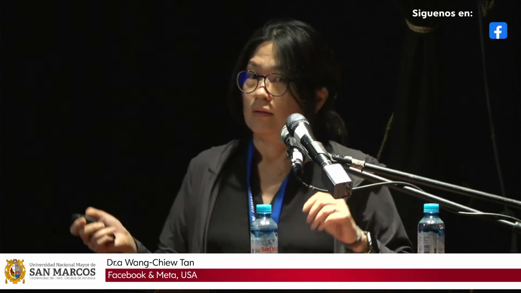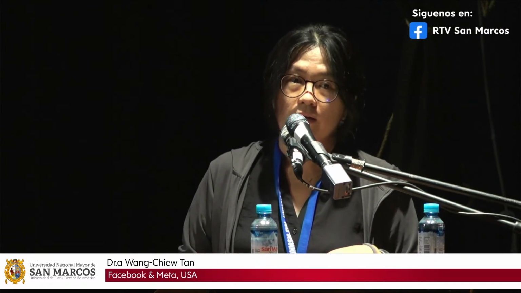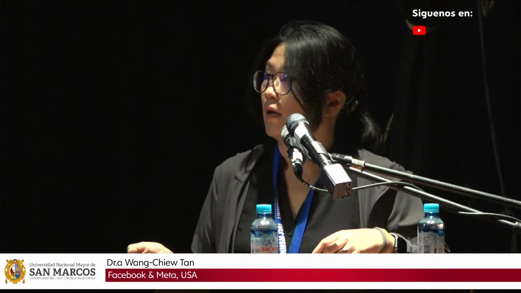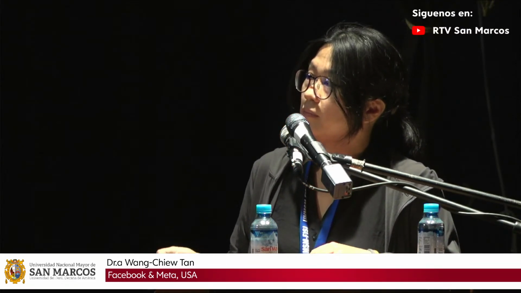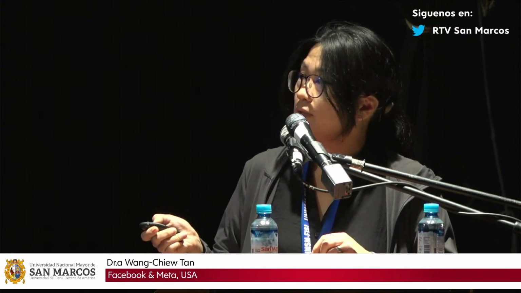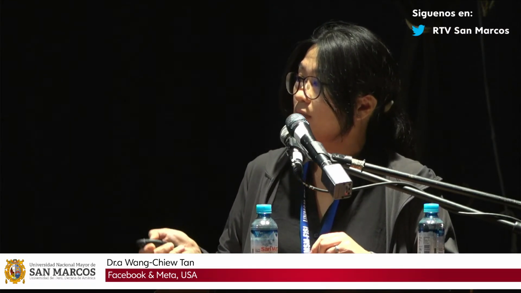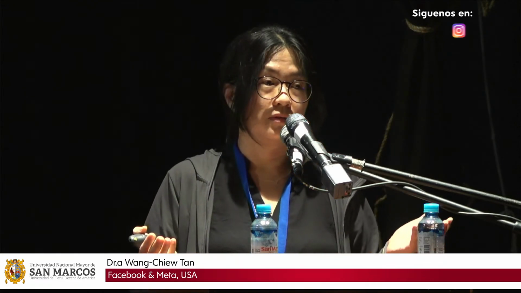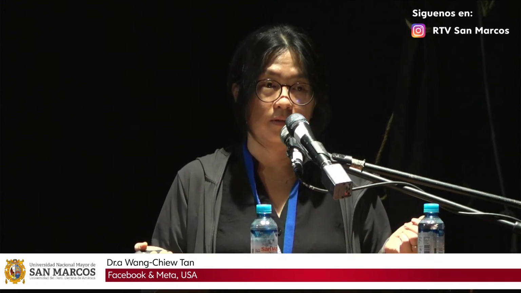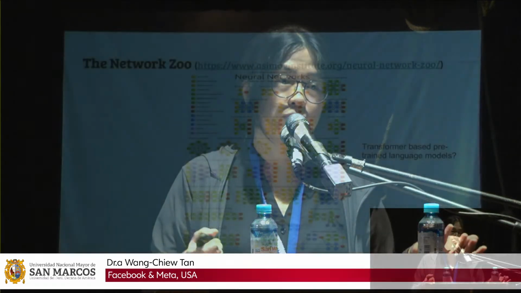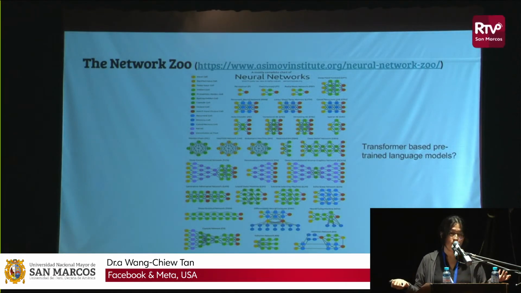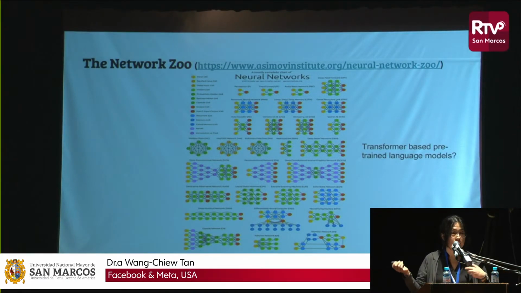So not surprisingly, there are many ways to connect up all these neurons, and there are lots of architectures out there. If you want, you can take a look at this network zoo. There's a website that tries to curate all these different prominent neural network architectures out there. For example, in vision, people use convolutional neural networks. That's different from what NLP people use.